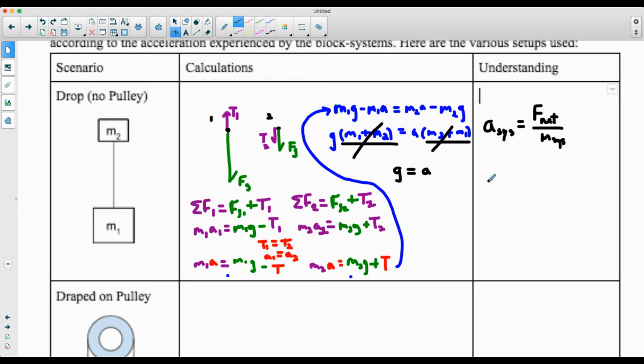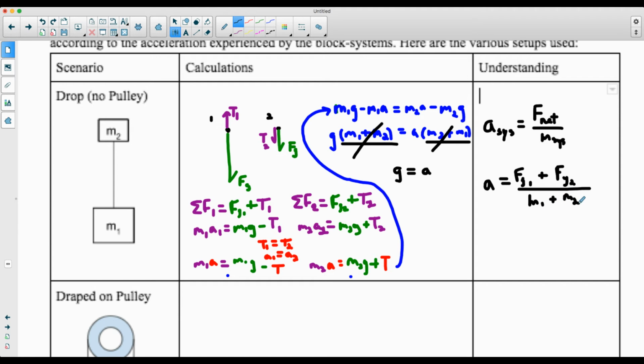So let's leave the subscripts out for a moment. Acceleration is, what's the net force here? Well, there were two forces pulling down on this. The tensions cancel, so the net force was Fg1 and Fg2. So that's just the weight of block 1 plus the weight of block 2. And you divide by the mass of the system. Well, the mass of the system is just m1 plus m2.